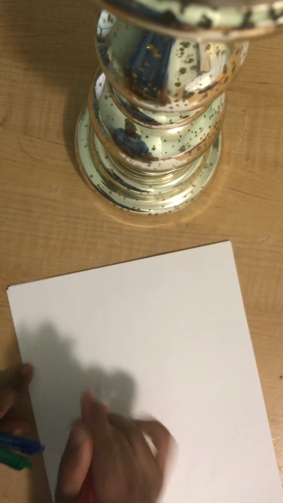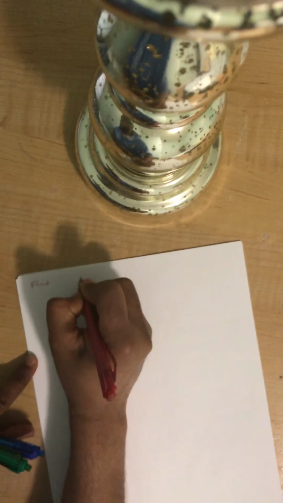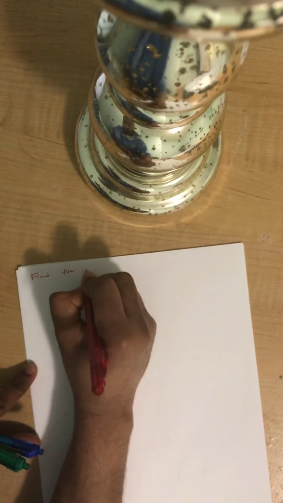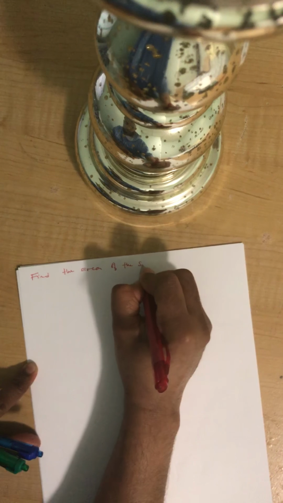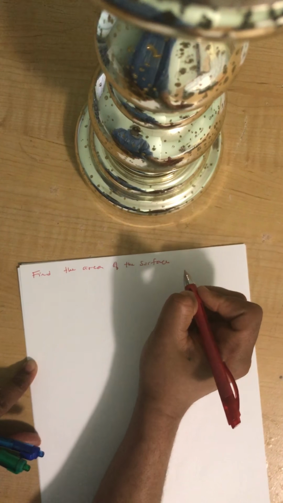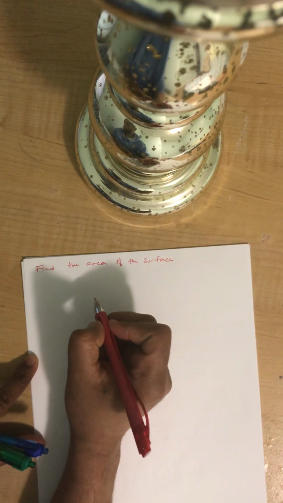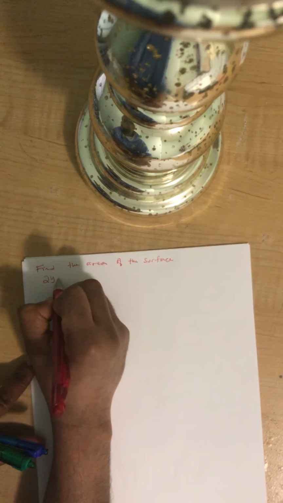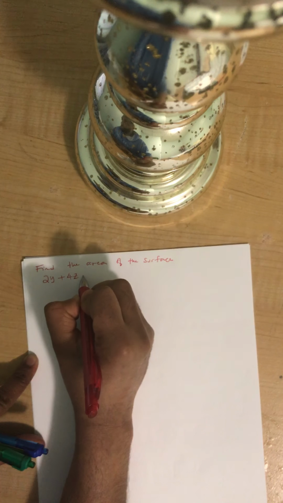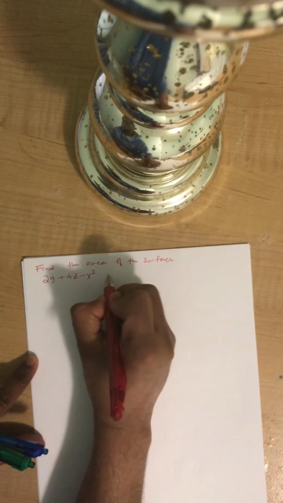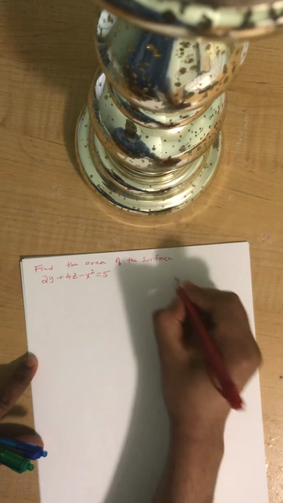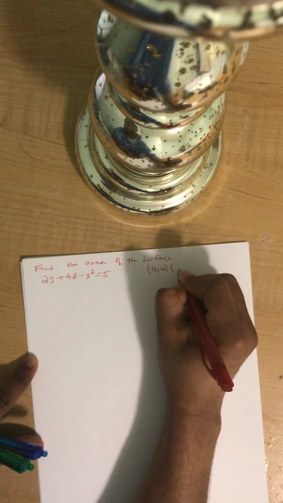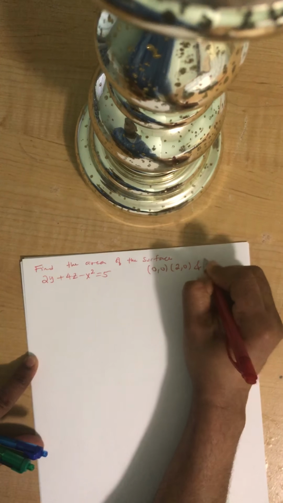Alright, find the area of the surface. The part of the surface 2y plus 4z minus x squared equals 5 that lies above the triangle with vertices (0, 0), (2, 0), and (2, 4).